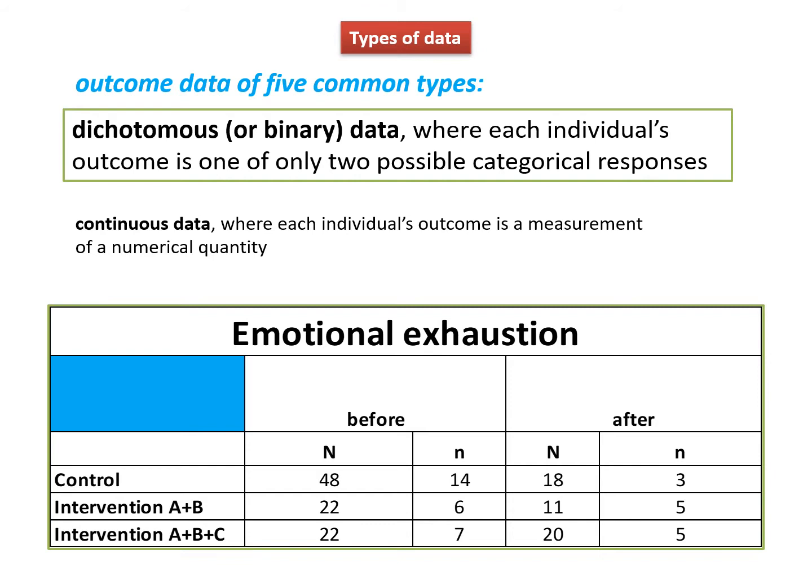In our spreadsheet database, we need to extract each individual study data in a table as represented here. The uppercase N represents the total number of participants, and the lowercase n represents the number of participants presenting with emotional exhaustion in each group before and after the intervention.